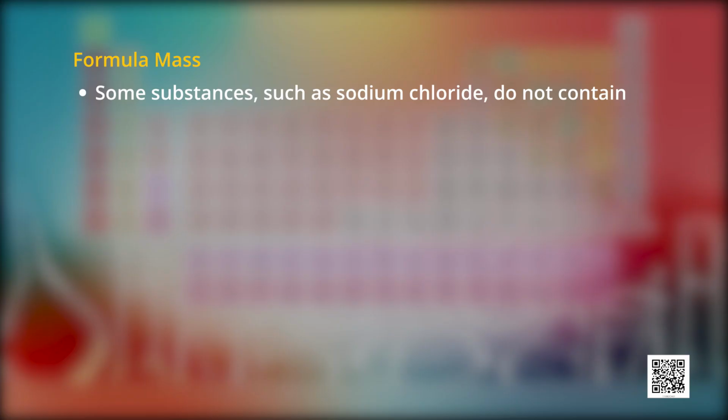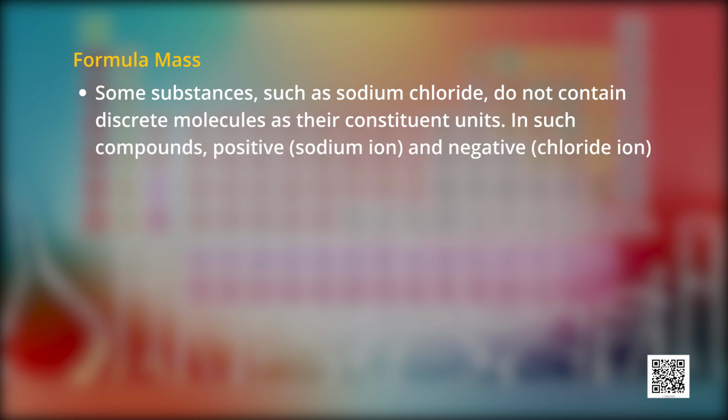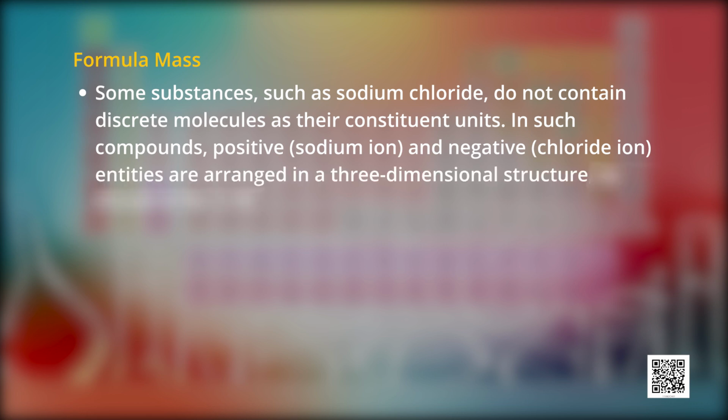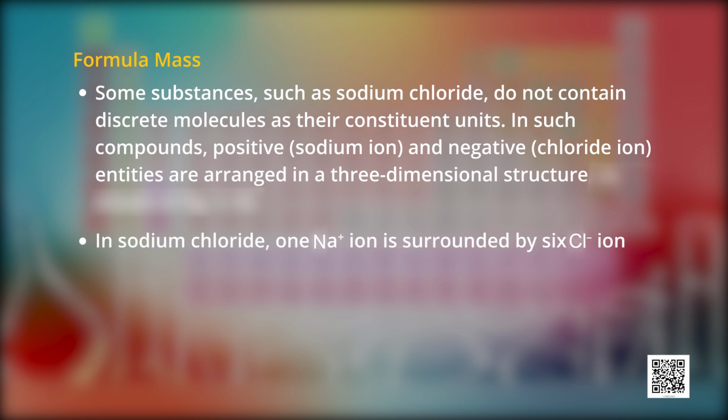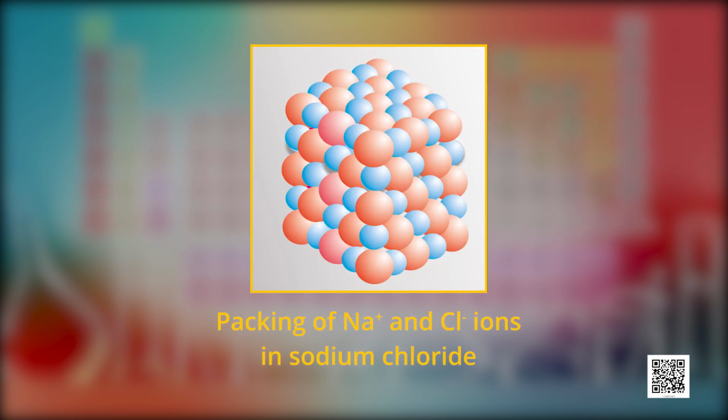Now let us learn what is formula mass. Some substances such as sodium chloride do not contain discrete molecules as their constituent units. In such compounds, positive entities, which are sodium ions, and negative entities, which are chloride ions, are arranged in a three-dimensional structure, which you can see on the screen. In sodium chloride, one sodium ion is surrounded by 6 chloride ions, and one chloride ion is surrounded by 6 sodium ions. The formula, such as NaCl, is used to calculate the formula mass instead of molecular mass, as in the solid state, sodium chloride does not exist as a single entity.